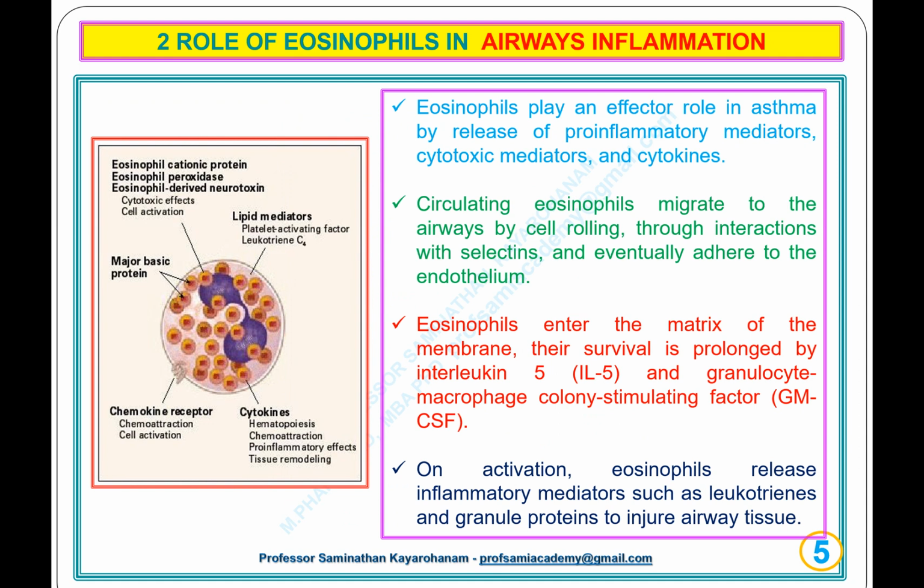Next slide. 2. Role of eosinophils in airways inflammation. Eosinophils play an effector role in asthma by the release of pro-inflammatory mediators, cytotoxic mediators, and cytokines. Circulating eosinophils migrate to the airways by cell rolling, through interactions with selectins, and eventually adhere to the endothelium. Eosinophils enter the matrix of the membrane. Their survival is prolonged by interleukin-5 and granulocyte macrophage colony stimulating factors. On activation, eosinophils release inflammatory mediators such as leukotrienes and granule proteins to injure airway tissue.